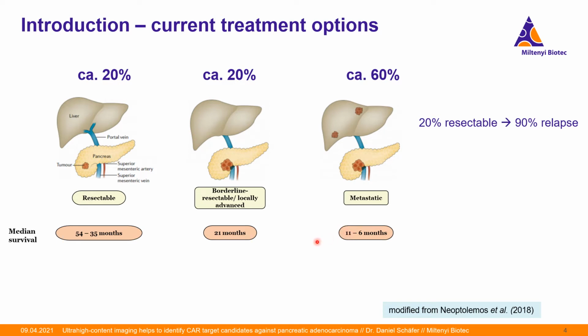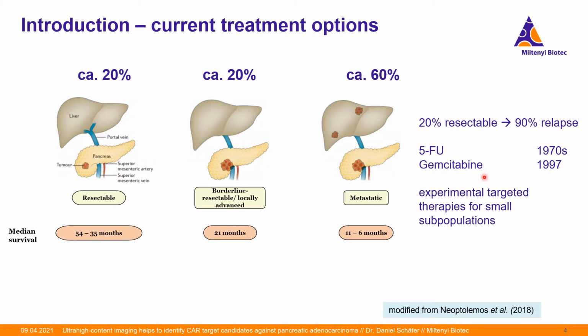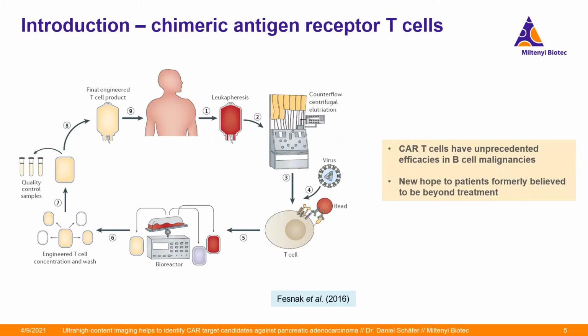The main pillar of treatment of PDAC until today is chemotherapy, and the main chemotherapeutics, 5-fluorouracil and gemcitabine, have been in use for decades. There are a few experimental targeted therapies, however they are only eligible for small populations of the patients. A new hope has been CAR T cells.